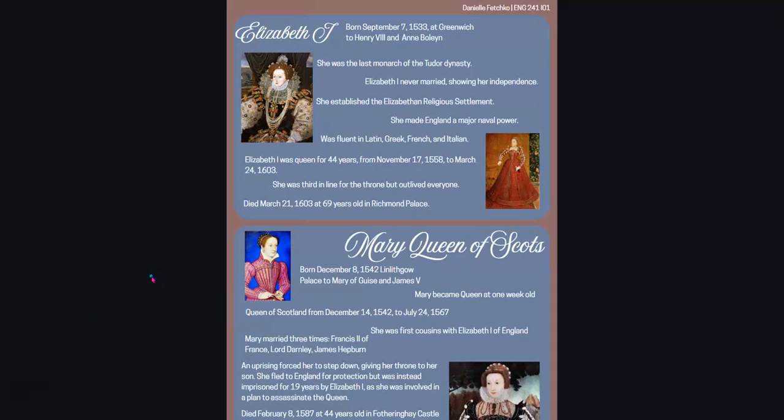Next, I'm going to be talking a little bit about Mary, Queen of Scots. She was born December 8th, 1542, in Linlithgow Palace to Mary of Guise and James V. She actually became queen at 6 days old after her father, James V, died, and she was known to be a very powerful and controversial figure in Europe. She was born, like I said, in 1542 and became queen just as a baby, but later also became Queen of France through marriage to Francis II of France.